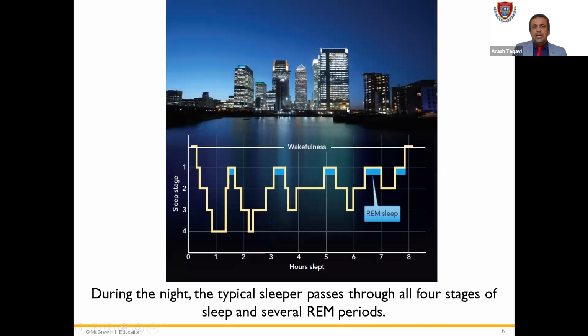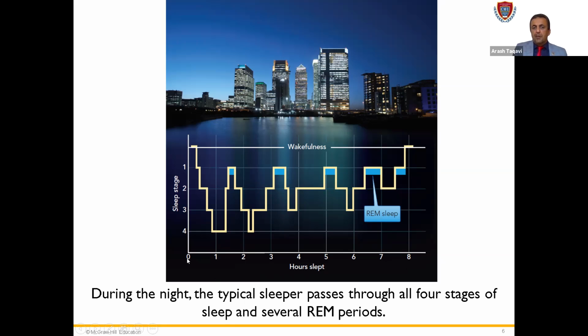So you can see here again, from the first part of the night until near morning, the typical sleeper passes through all four stages of sleep and several REM periods. You can see here it is REM sleep, REM sleep, REM sleep. And you see that as we go toward the end of our sleep time, the duration of REM sleep becomes greater and longer.